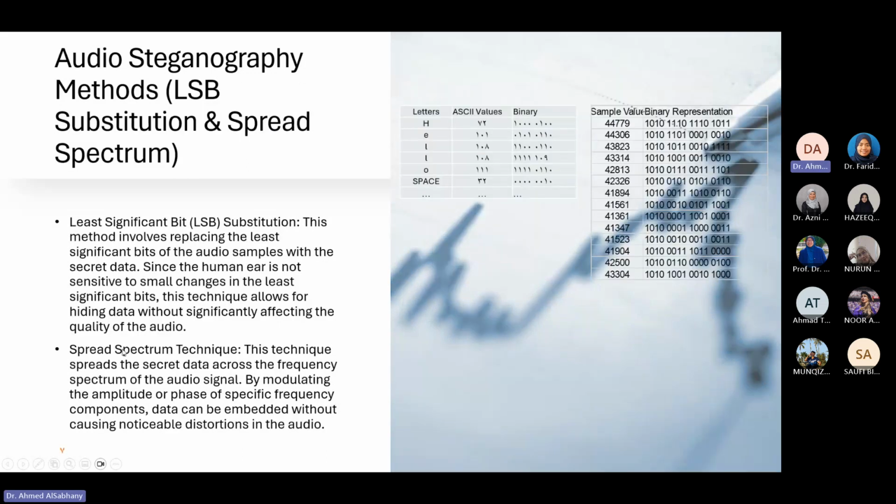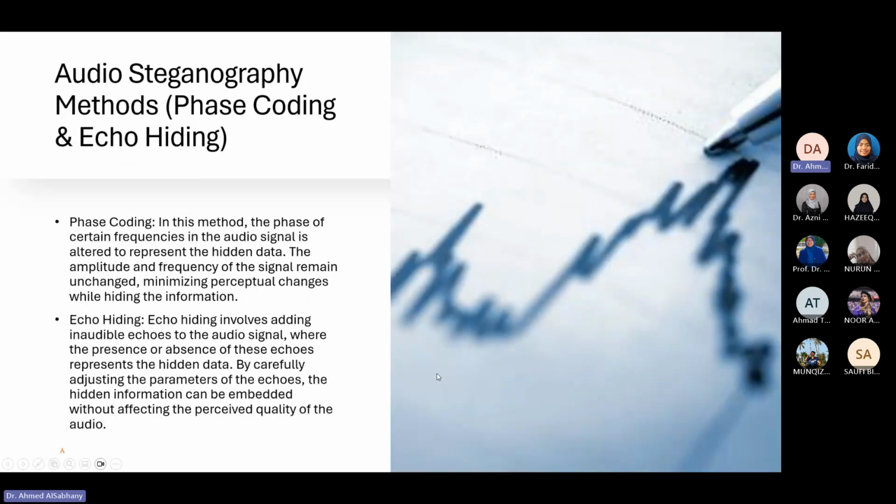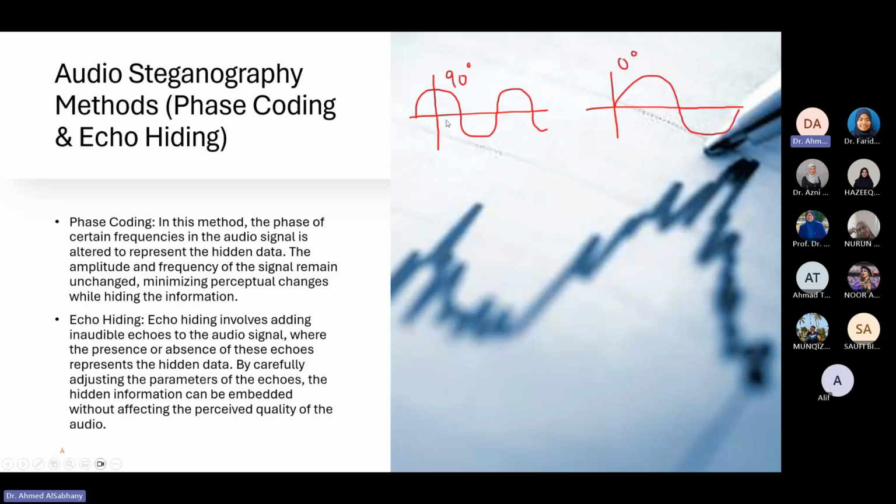So it's basically the spread spectrum is aimed for robustness, not for transparency or less error. Okay, let's talk about phase coding. In this method, the phase of certain frequencies in the audio signal is altered to represent the hidden data.